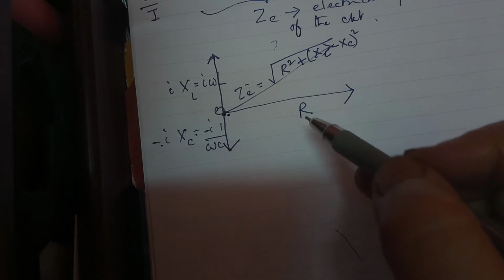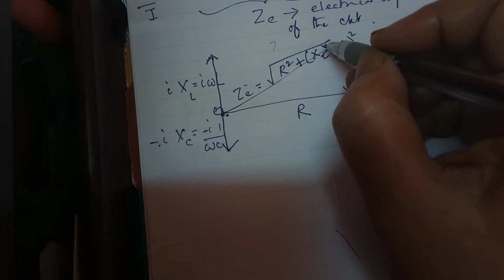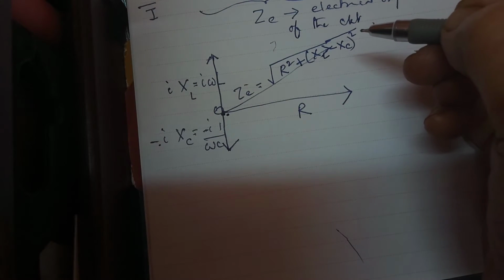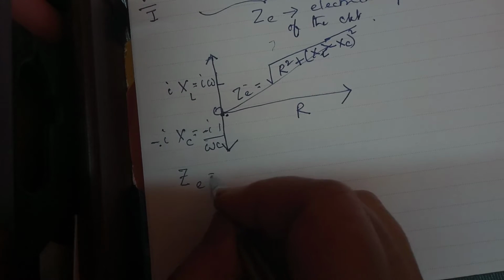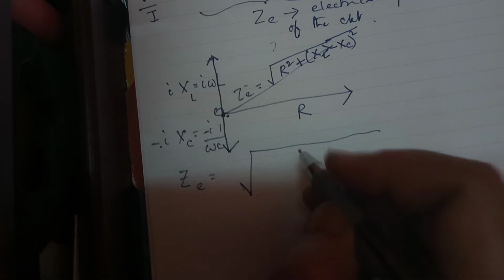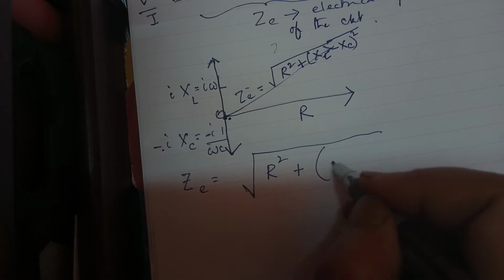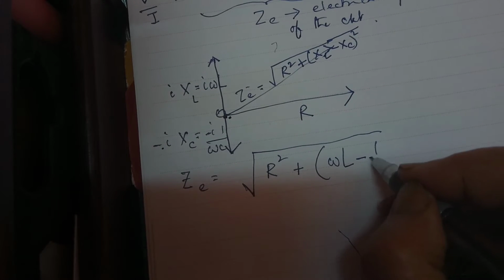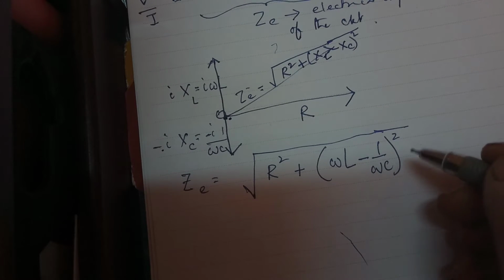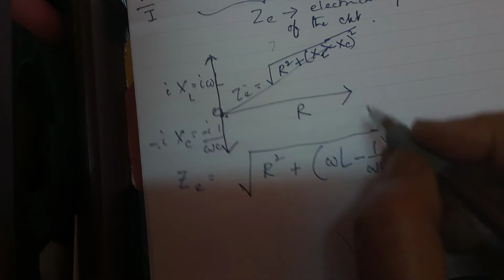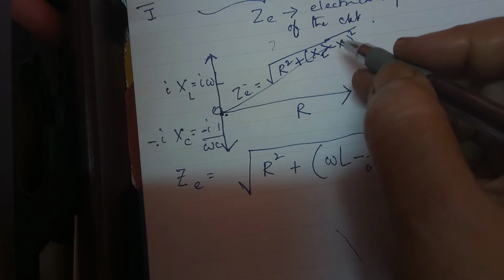This is how you represent the electrical impedance as a vector, and this is the magnitude of the electrical impedance vector. So the magnitude of ZE is equal to the square root of R square plus omega L minus 1 by omega C whole square. This term X_L minus X_C is the net electrical reactance of the circuit.